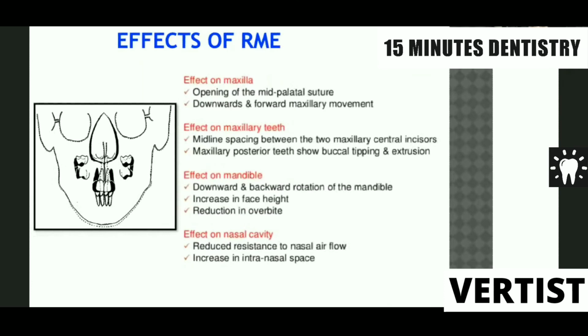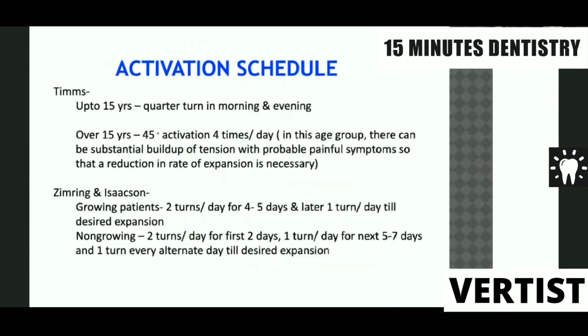Coming to the effects of RME, we have different effects. We have the effects of RME on the maxilla, the maxillary teeth, mandible, and the nasal cavity. On the maxilla, we have the opening of the mid-palatal suture and downward and forward movement of the maxillary arch. On the maxillary teeth, you will generally see a midline spacing between the two maxillary central incisors. Maxillary posterior teeth will also show buccal tipping and extrusion. On the mandible, you will see downward and backward rotation of the mandible. You will see increase in face height and reduction in overbite. In the nasal cavity, you will see reduced resistance to nasal airflow and increase in the intranasal space. So sometimes, even when you have nasal stenosis, RME is indicated.